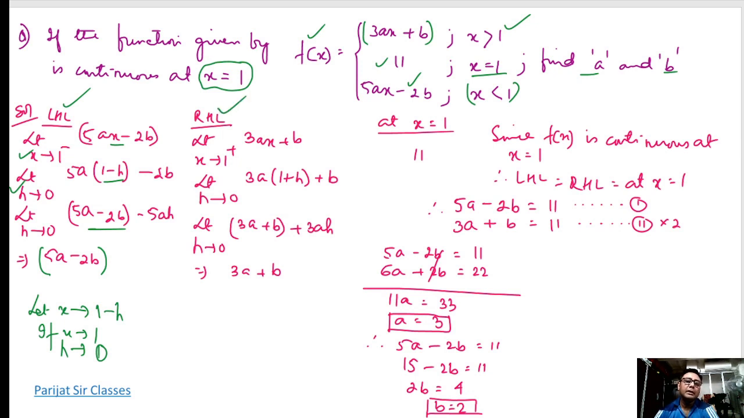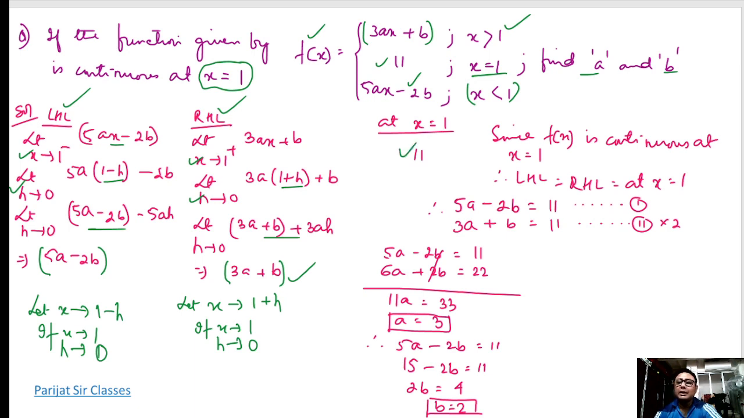Similarly, the right hand limit. Let x tend to 1 plus h. If x tends to 1, h tends to 0. Putting this in place of x, 1 plus h, and solving it, putting the value of h as 0, we are getting this answer. At x equal to 1, they have already given 11.